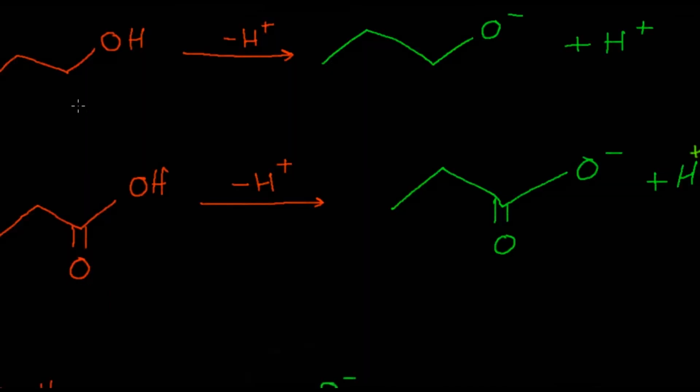Another example here is the propanol and this propionic acid. When both of these compounds deprotonate, they give the corresponding conjugate bases. And here we want to compare the stability of the conjugate base of each of the following compounds.